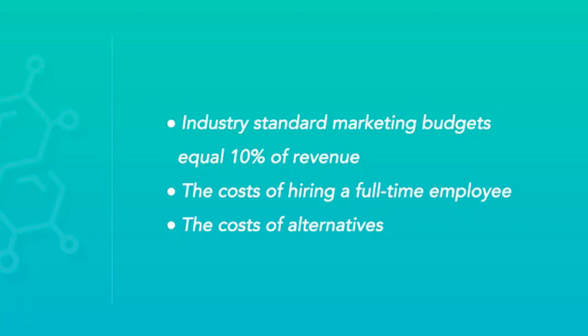This program assumes that you have a pricing structure that can be communicated, if not accurately, then at least in general terms that have enough flexibility to accommodate the varying needs of different customers. Whenever you're discussing budget, it's helpful to justify value by offering a meaningful reference point. This is called anchoring. You can anchor your pricing to things like the industry standard marketing budget equals 10% of revenue, the cost of hiring a full-time employee, the cost of alternatives.